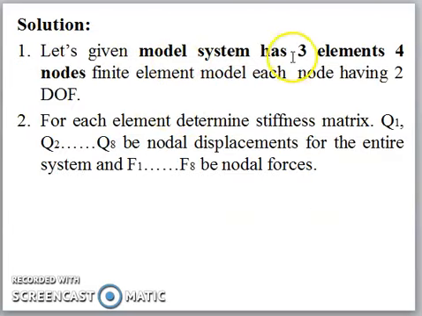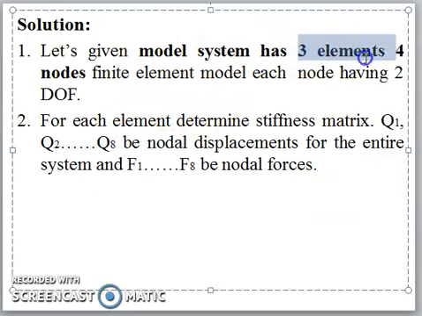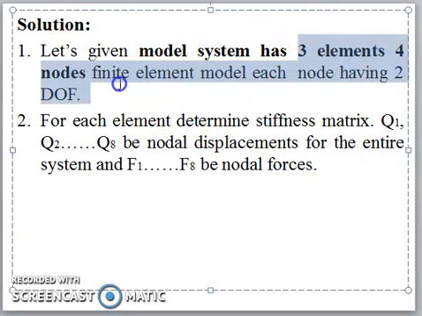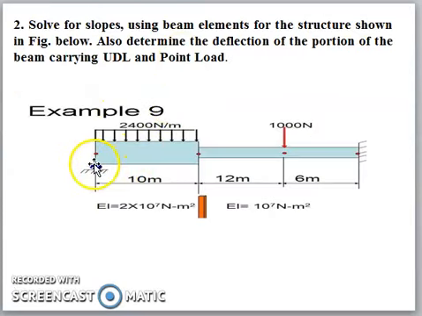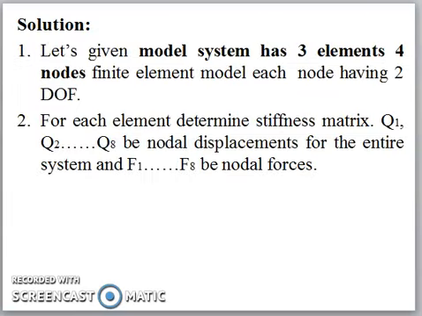The given model system has, as already told, 3 elements and 4 nodes, that is the FEM model, and each node has 2 DOF. Either it may rotate about the x axis or y axis, or it may move up and down. Here also it is up and down, or it may rotate. Hence it is given as 2 degrees of freedom.